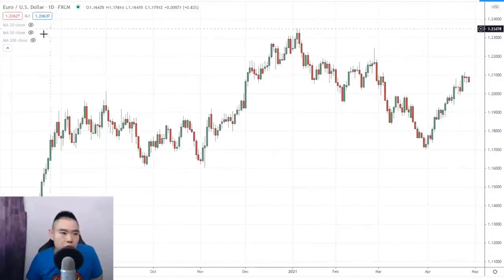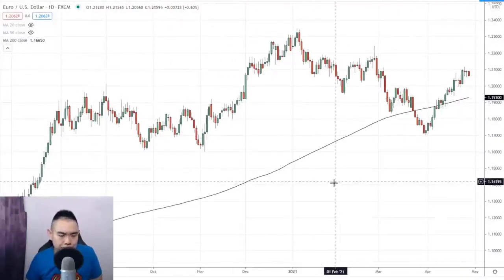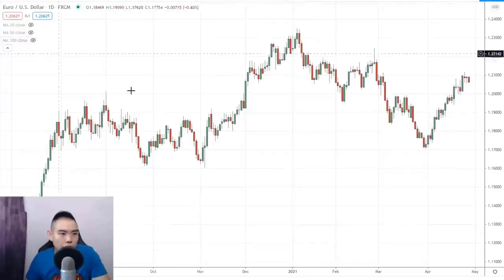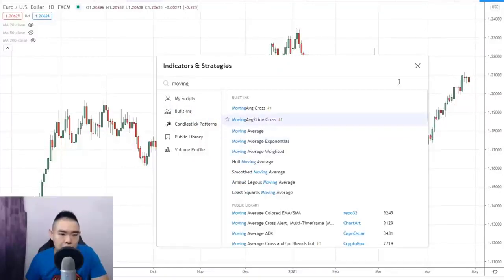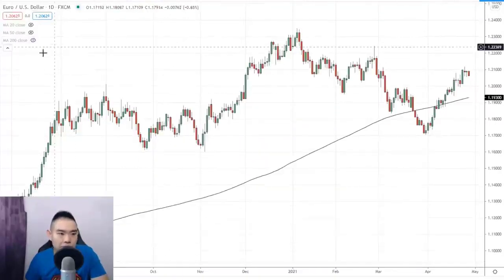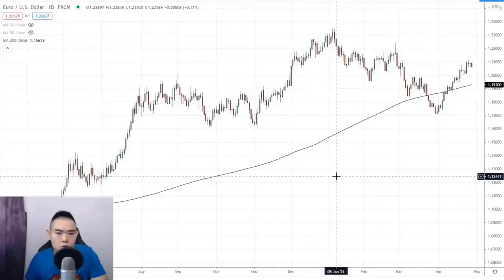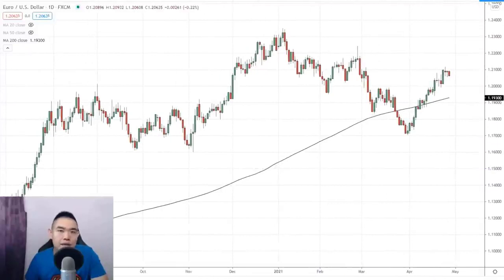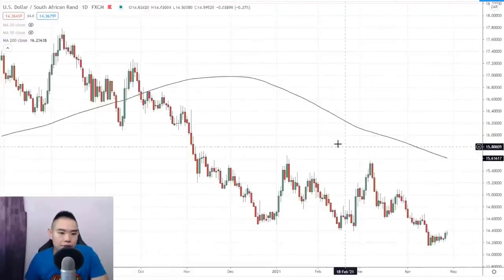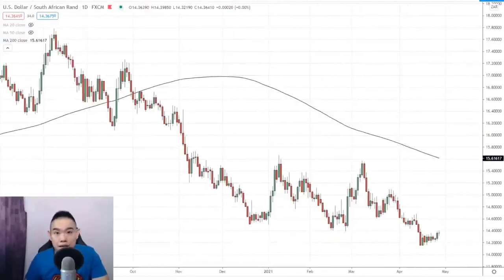For example, Euro against the USD, I'll add in the moving average here. If you're wondering how to do it, just go to indicators, look for moving average, click on this and the line will appear. In this case, I already have it on my chart. If you look at Euro against the US dollar, you can see that this market is in an uptrend. The price is above the 200-period moving average. Now, if you look at the dollar against the South African rand, you can say that this market is in a downtrend because the price, which is here, is now below the 200-period moving average.